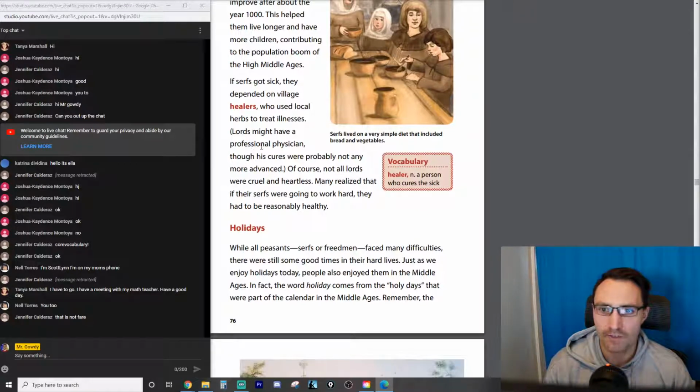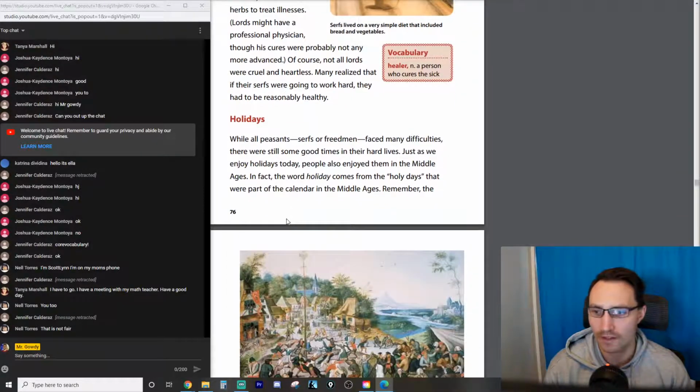Lords might have a professional physician, though his cures were probably not any more advanced. So even though the lord might have a professional physician, as it says, he probably wasn't much more advanced than the healers. Of course, not all lords were cruel and heartless. Many realized that if their serfs were going to work hard, they had to be reasonably healthy.